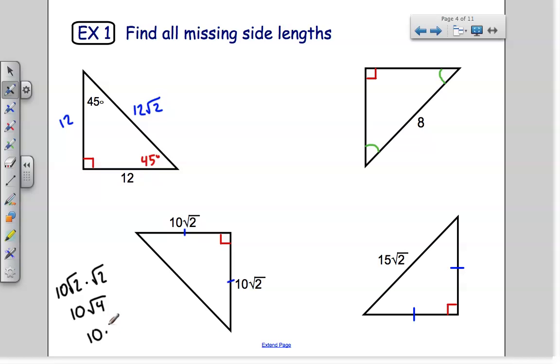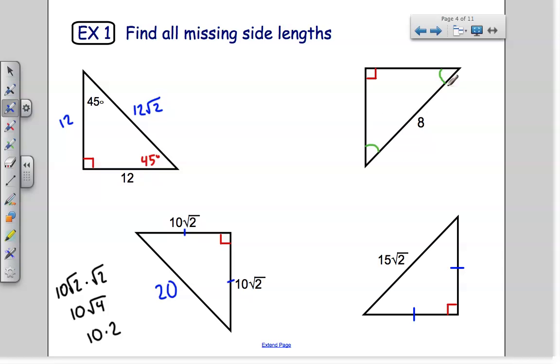So maybe you were thinking that that's times 2 right away, or maybe if you did this step, you know the square root of 4 is 2. So either way, it's 10 times 2. And 10 times 2, the hypotenuse in this case, is 20. So there you go. Starting with the legs, you can get the hypotenuse by multiplying by square root of 2 in a 45, 45, 90.